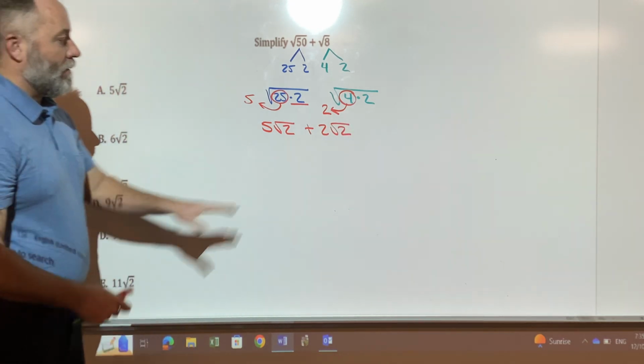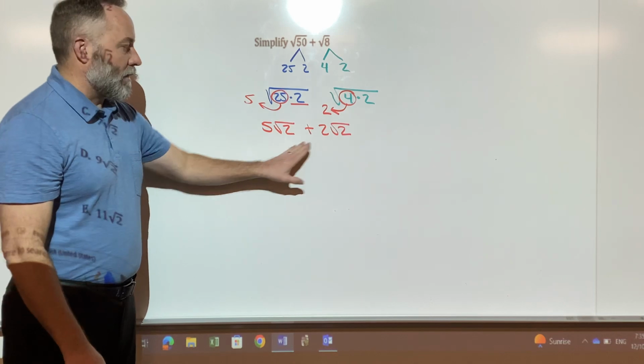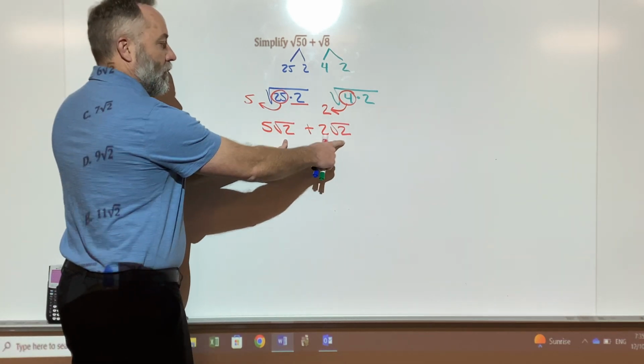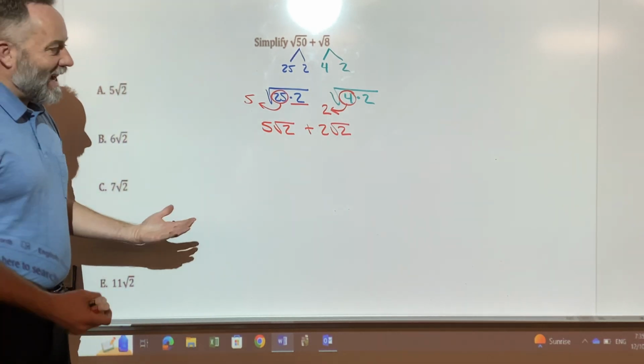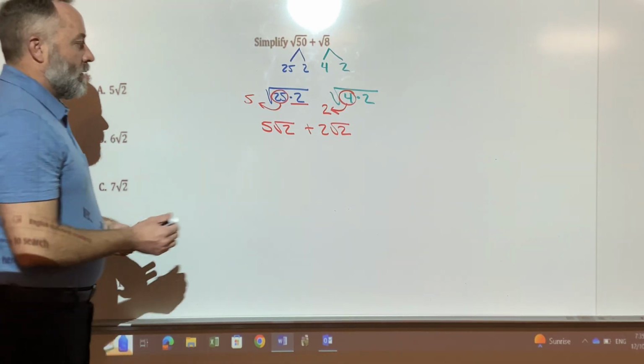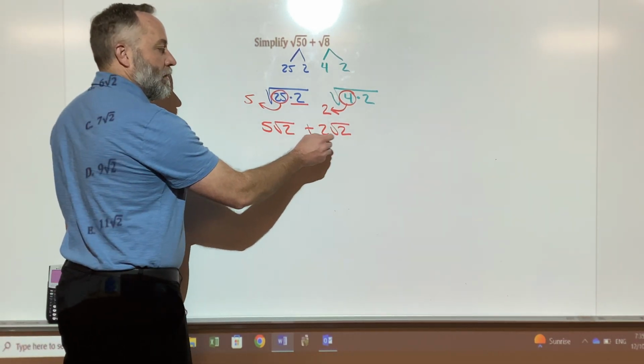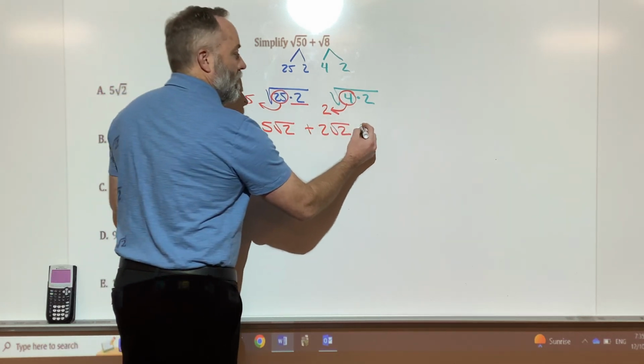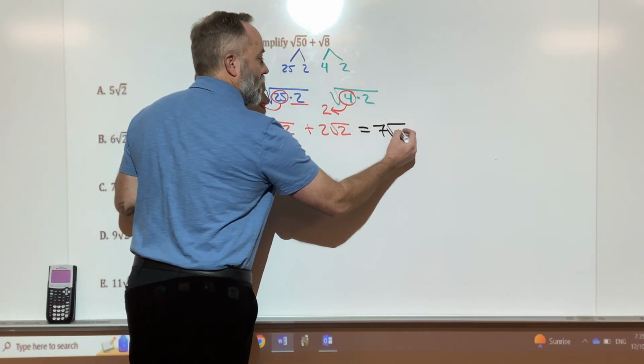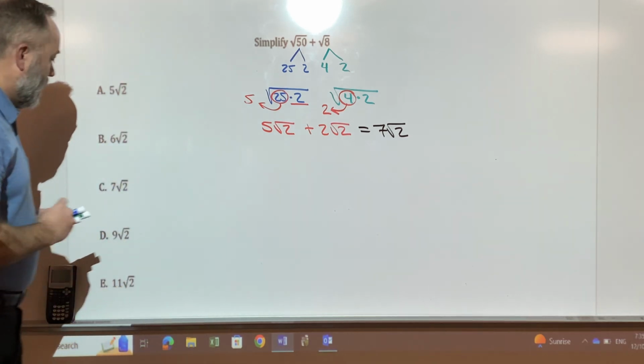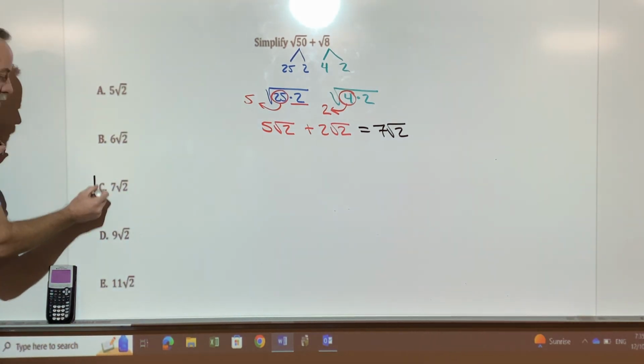And now, once the radicand, the piece inside the radical, is the same, in this case they're both 2, you can combine them. It's kind of the concept of a like term. So 5 square roots of 2 plus 2 square roots of 2 is equal to 7 square roots of 2. And we can find that answer in choice C.